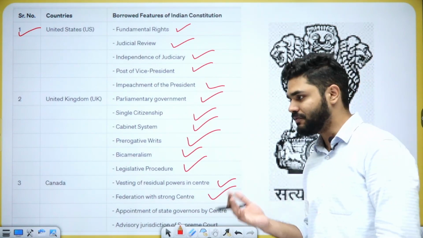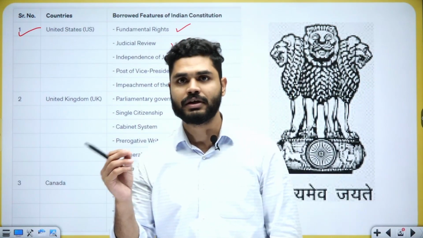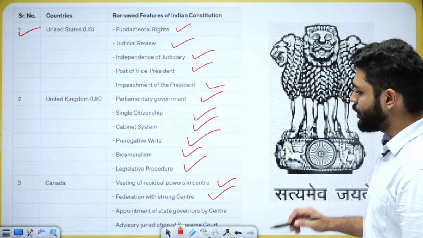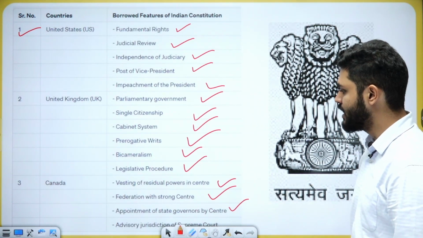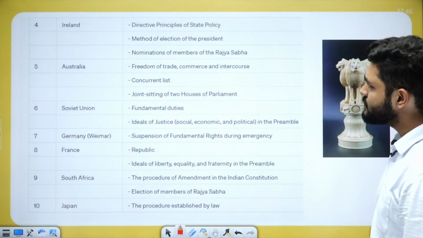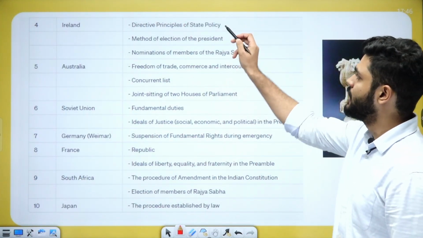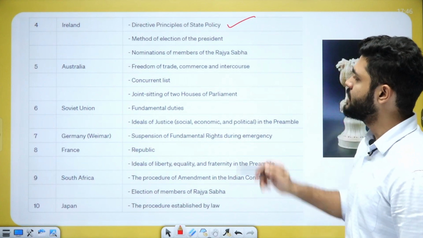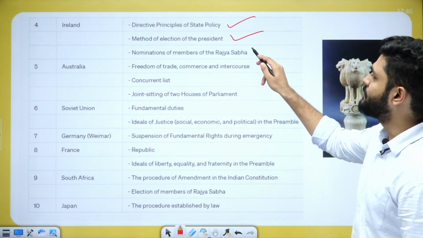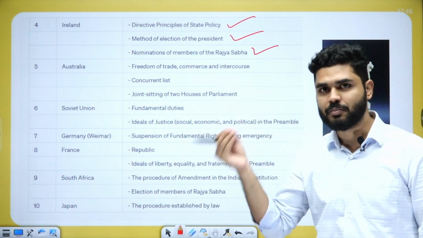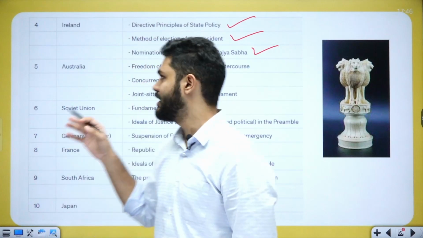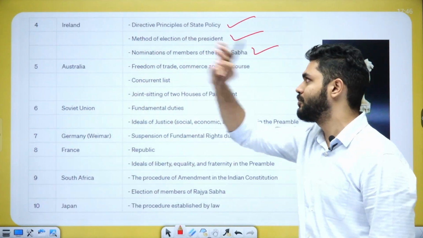The power has been given to the strong center by putting emergencies, although the power of emergency has not been taken from Canada. Appointment of state government by centers and advisory jurisdictions of the Supreme Court. From Ireland we have taken directive principles of state policy, methods of elections of the president, nominations of members of Rajya Sabha. So the 12 nominated members who are there in Rajya Sabha, this idea has been taken from Ireland.